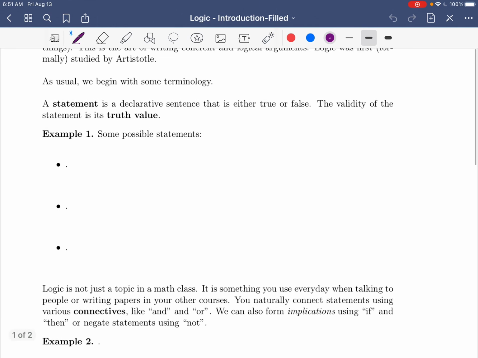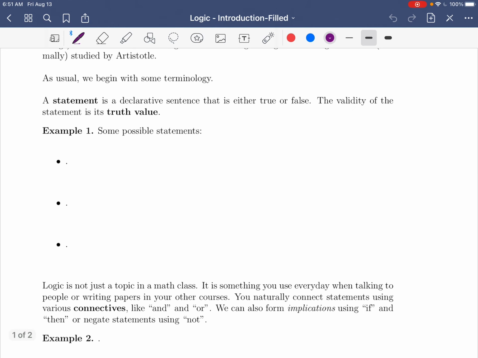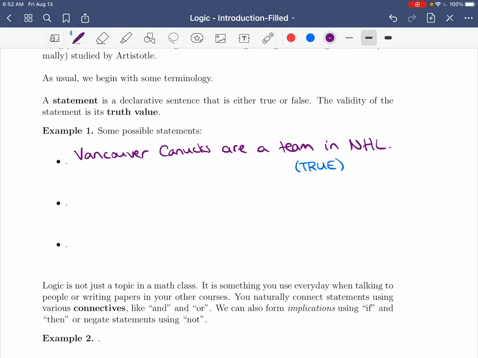Okay, so some possible statements, because I'm in Victoria, I cheer for the Vancouver Canucks. So a statement could be: the Vancouver Canucks are a team in the National Hockey League. Okay, this would be a true statement. If you don't know that, that's okay, but that would be a true statement.